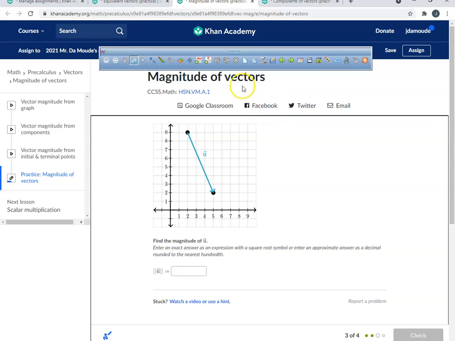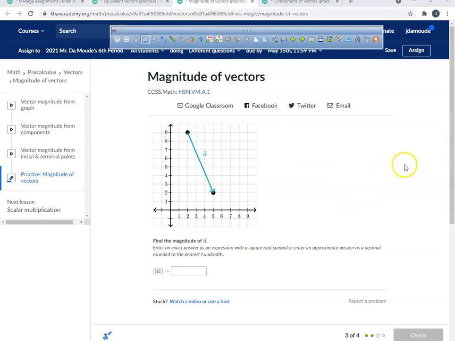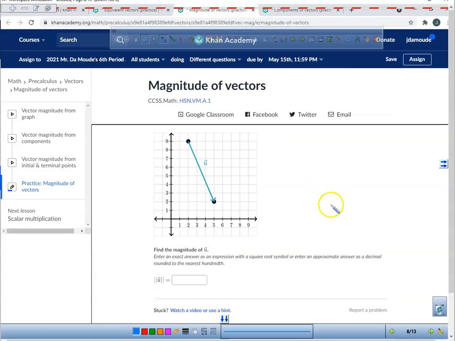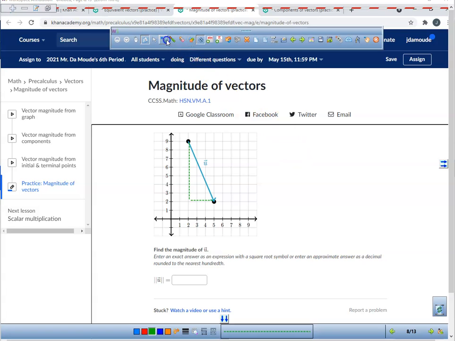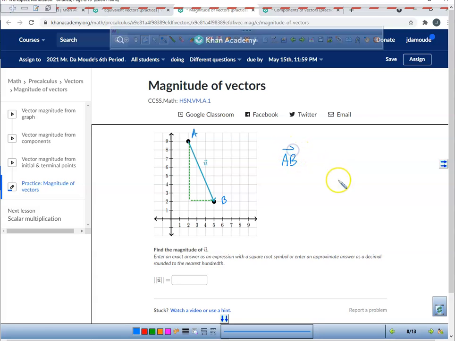Okay. Now we're dealing with magnitude. Here's the last and final one. So what would be the magnitude of vector u? We've got to find our components first. There's my components. I'm going to call this A, and I'll call that B. So instead of vector u, I'm going to call it vector AB. Looks like I go 3 units to the right, and I go down 1, 2, 3, 4, 5, 6, 7. So I go down 7.